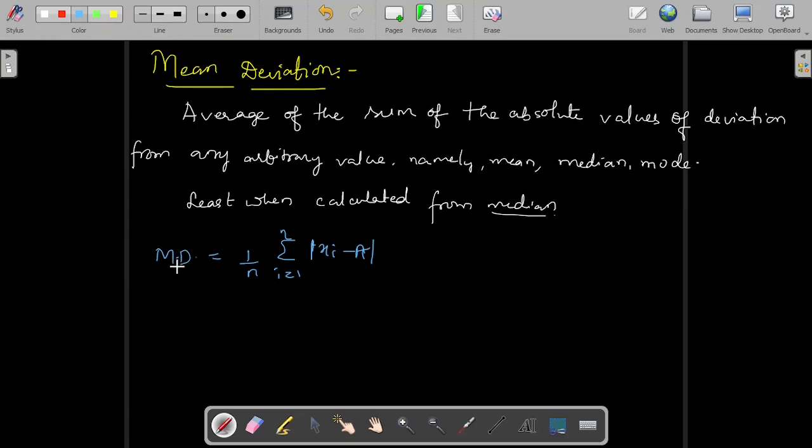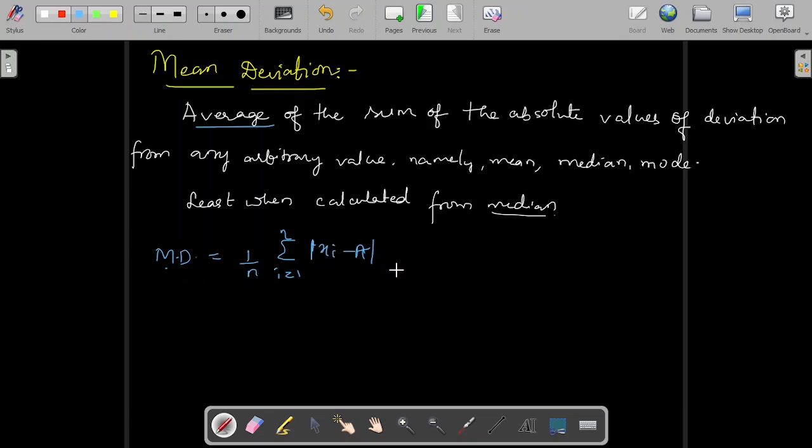So this is the formula: mean deviation equals the average of the sum of the absolute values. Absolute value is denoted like this. You have to find the deviation of each observation from this arbitrary value. Then you take the sum of all those deviations, and then divide it by n. That gives you the mean deviation.